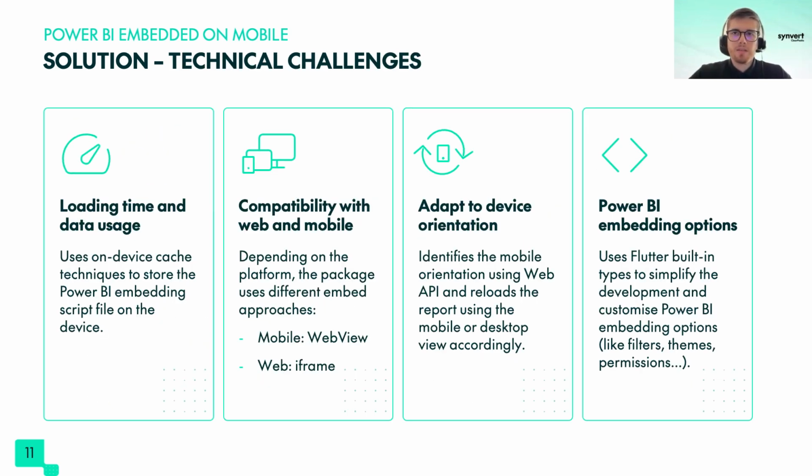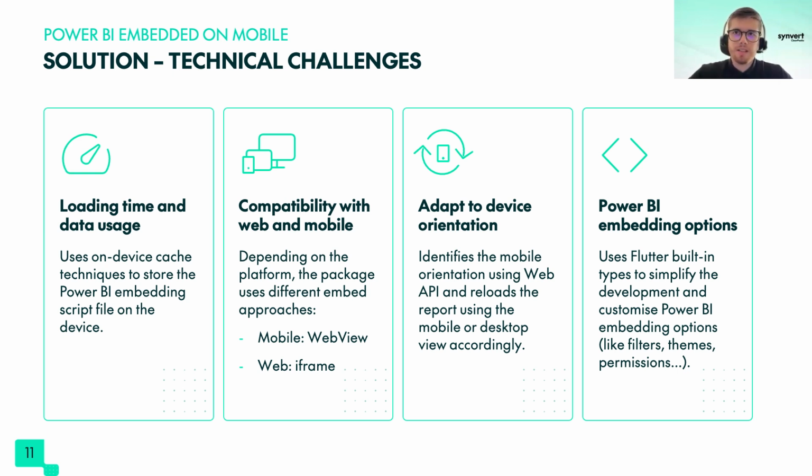The first thing we noticed was that the initial load time was too slow. The first time, the Power BI script is downloaded from the CDN, but after that, we save it locally to improve the load time. For mobile, it's saved in the temporary folder, and for web, it's saved in the browser cache. Then, about the compatibility, we want to make the package compatible with web and mobile using the Flutter isWeb utility flag. When it's mobile, it uses the official Flutter web view, and when it's web, it uses a basic iframe tag.